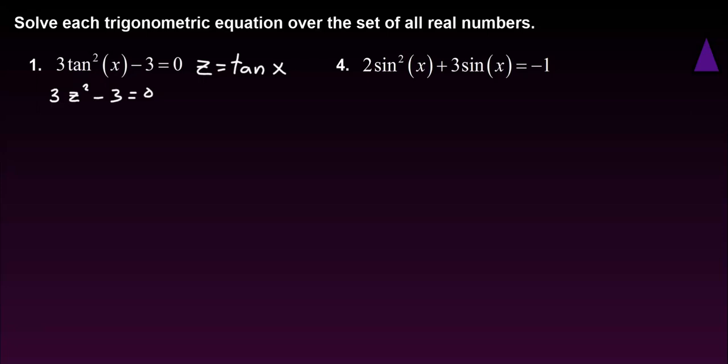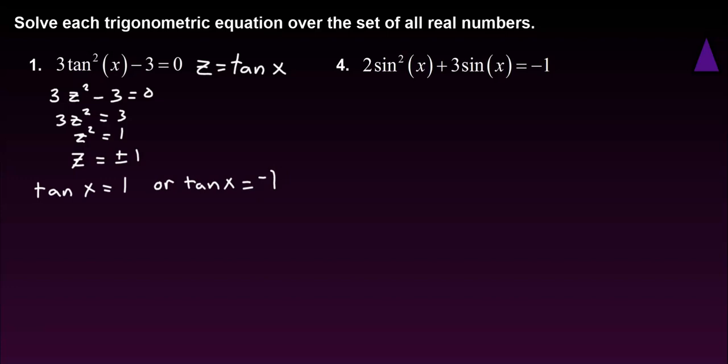We're going to add 3. 3z squared is equal to 3. We're going to divide by 3. So z squared is equal to 1. And then we take the square root of both sides so that we get z equals plus or minus 1. At this point, we can go back and substitute tan x back in. So now we just need to tell when tangent is equal to 1 and when tangent equals negative 1.